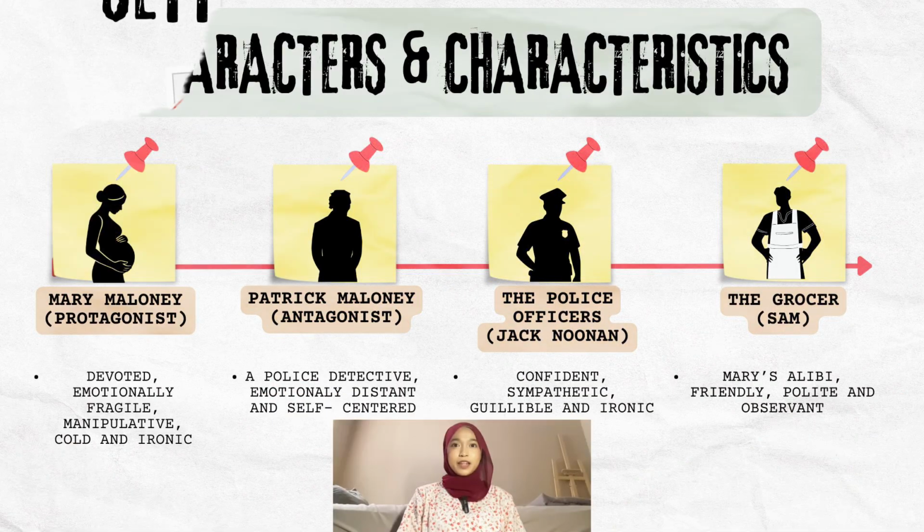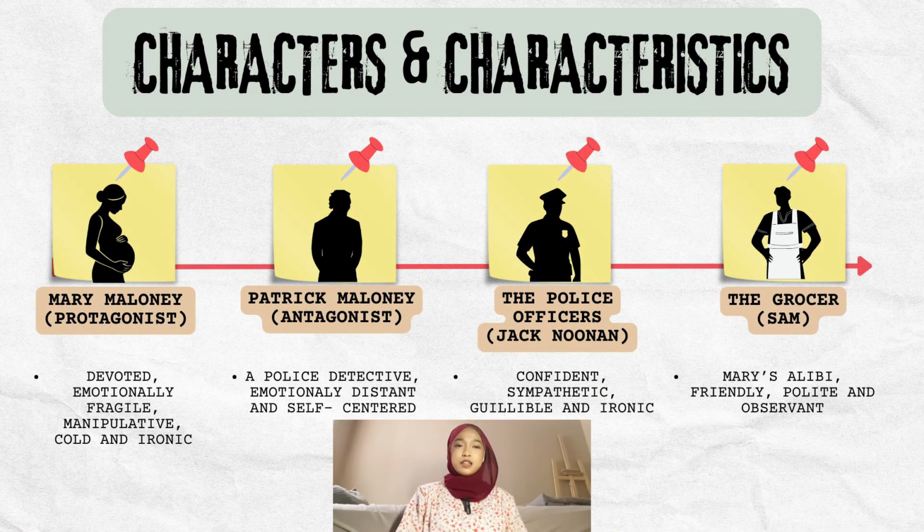That's all for me. Next are the characters and characteristics. We have Mary Maloney, the protagonist of the story. At first, she is devoted, emotionally fragile, and deeply in love with her husband. After Patrick's shocking decision, she becomes cold, ironic, and manipulative, cleverly hiding her crime and deceiving the police.